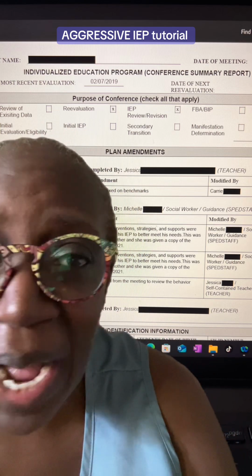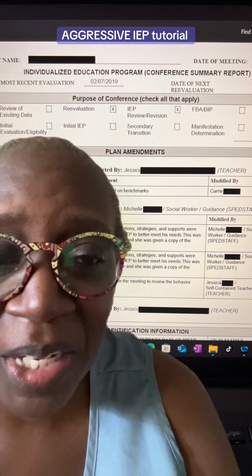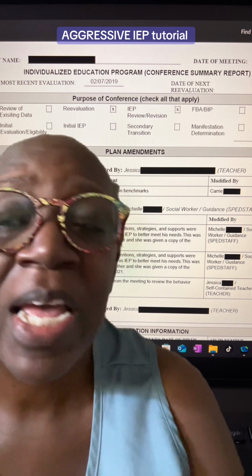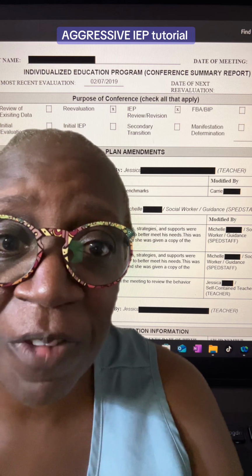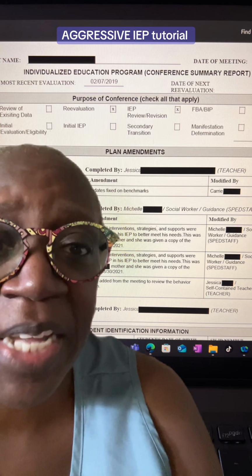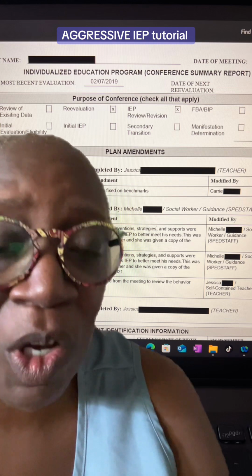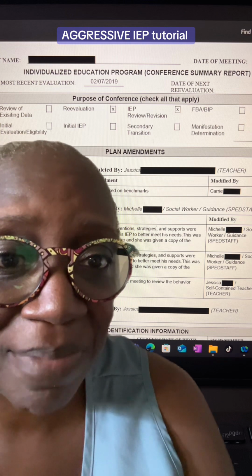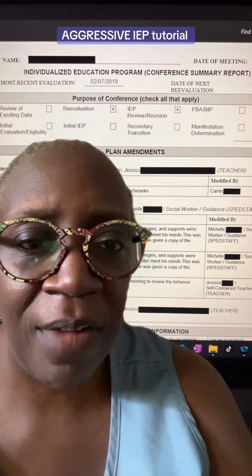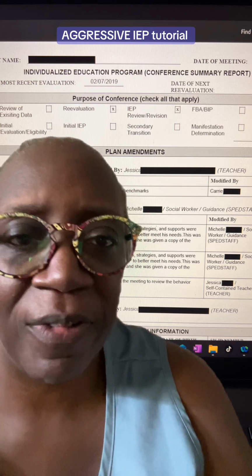This may not look like your IEP. Your state may use a completely different software. In working in almost all 50 states, I've been in about 46 of the 50 states, I have never seen an IEP look the same from state to state. But again, they all have present levels, they all have goals, they're just in a different format.